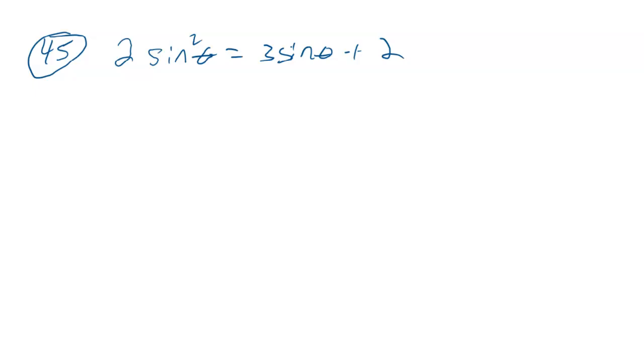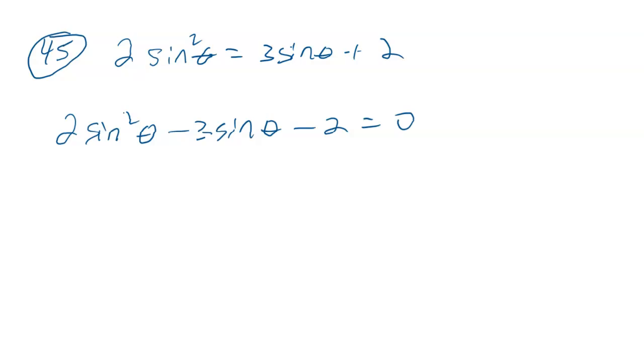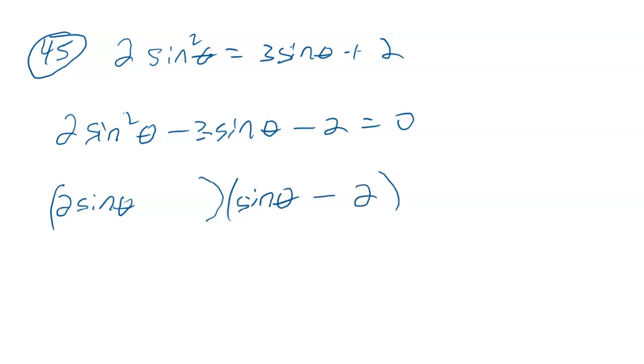I'm going to go ahead and bring everything over. 2 sine squared theta minus 3 sine theta minus 2 equals 0. Oof. Does this factor? Oh, yeah, it does. 4 and 1. Watch, I'll show you. 2 sine theta and sine theta. This will be minus 2 over here to pick up a negative 4. See, this will give you a negative 4. And if you put a plus 1 here, then that's how you get the negative 3.